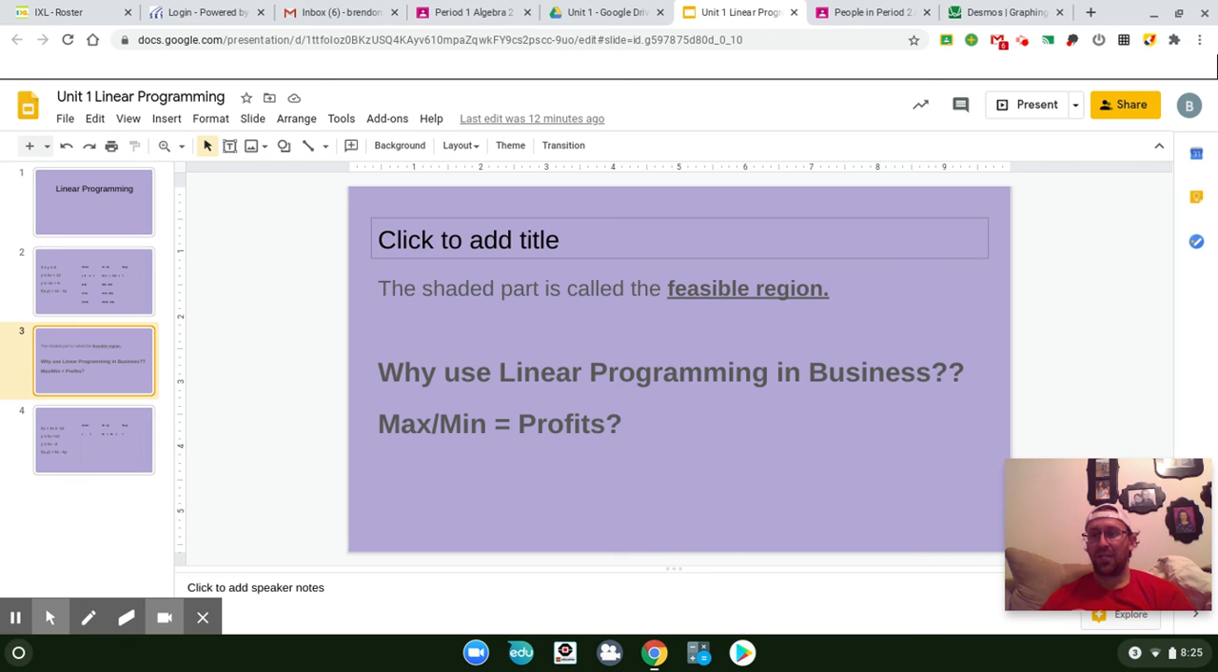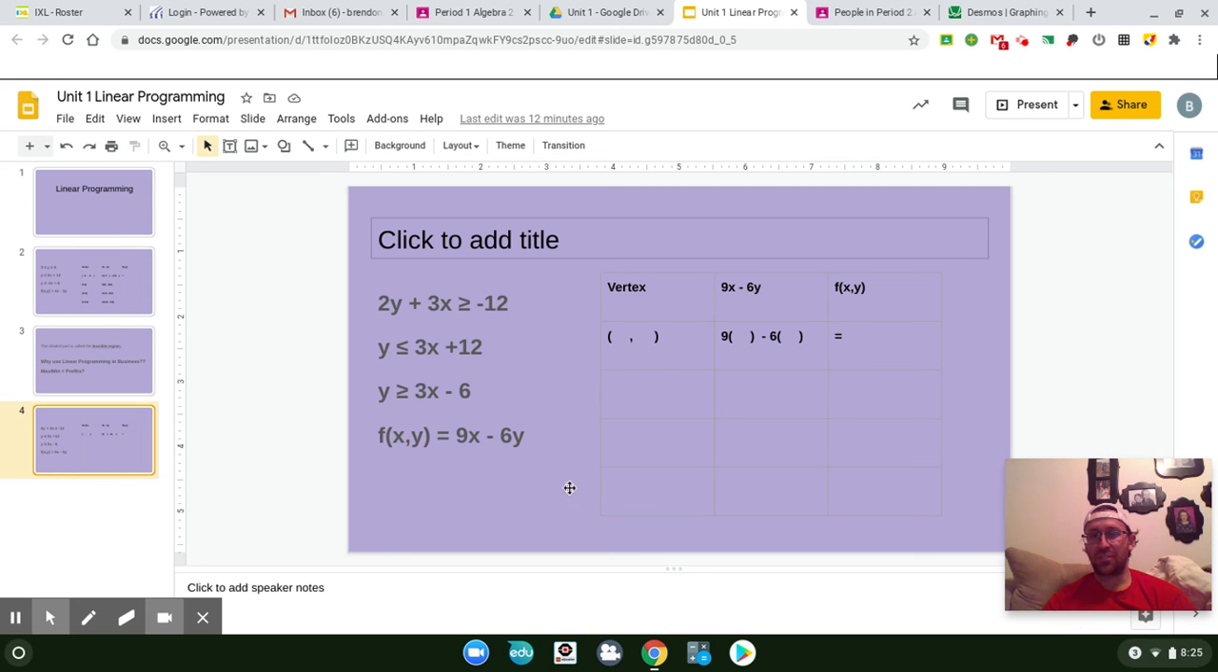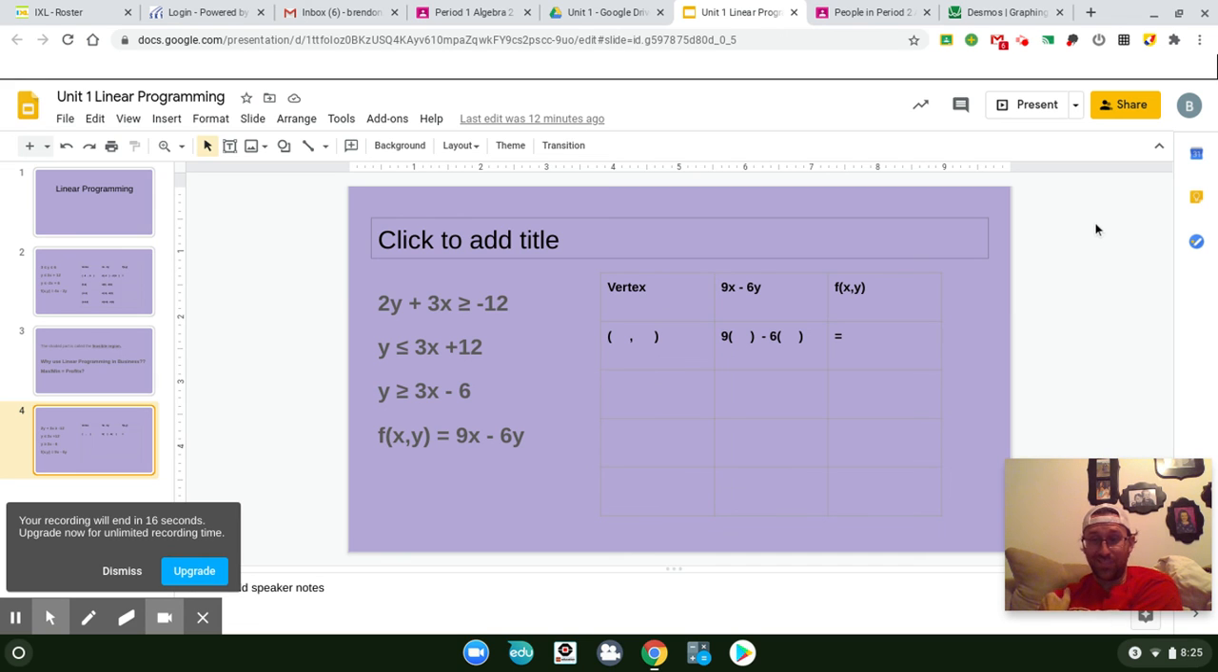Okay, so that's some vocab there for you, and this is a very common thing used in the real world. So now, in-school learners, you guys are going to work on some more problems tomorrow, and distance learners, this is going to be the problem that I want you to work on tomorrow as your classwork assignment. I want you to graph these 3 lines here, 1, 2, 3. I'd like you to try to do it on graph paper instead of using Desmos. Find your feasible region, find your vertices, and plug them into the 9x minus 6y, and get your max and min.